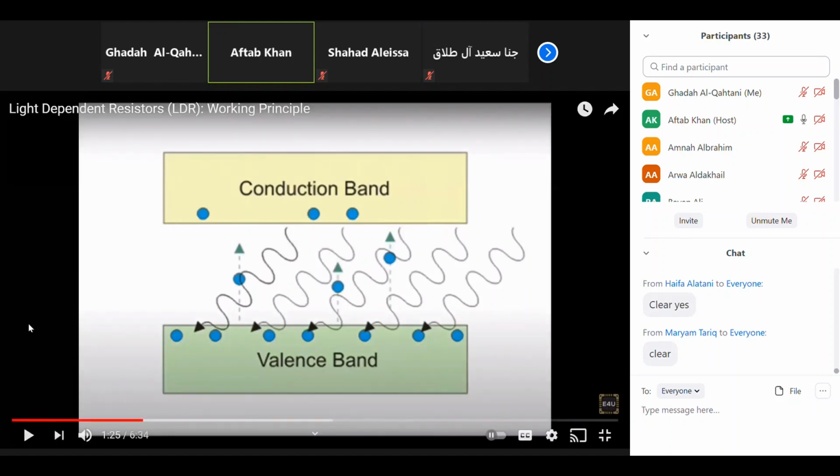The electrons which are in the valence band have low energy. We know that the conduction band is the high energy state. So when the light comes here, any photon gives its energy to these electrons. When these electrons get the energy, they get excited and jump to the higher energy band.